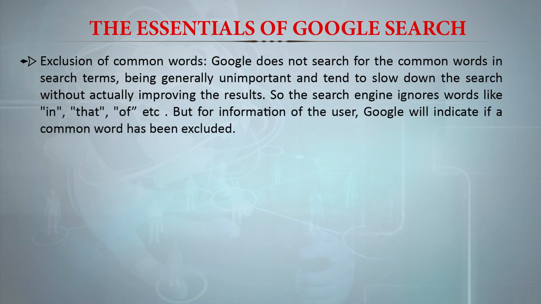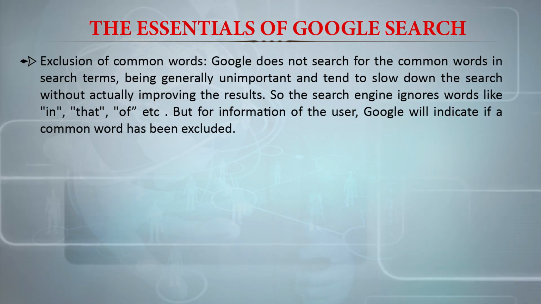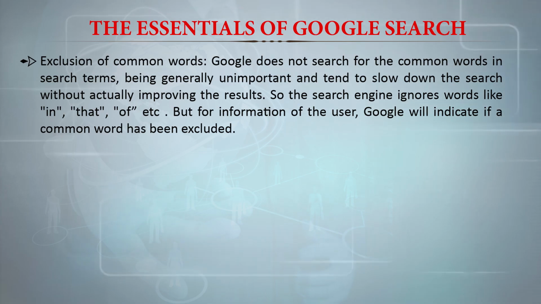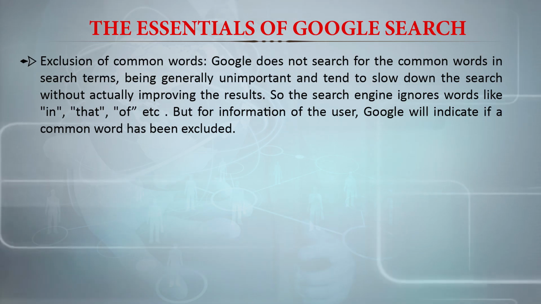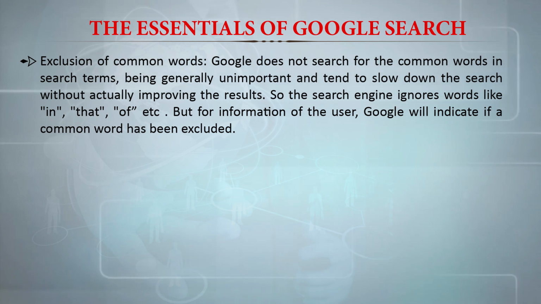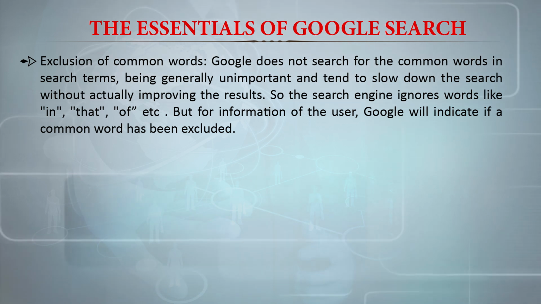Then exclusion of common words. Google doesn't search for the common words in search terms, being generally unimportant and tending to slow down the search without actually improving the results. So, the search engine ignores words like in, that, of and similar such words, but for the information of the user, Google will indicate if a common word has been excluded.